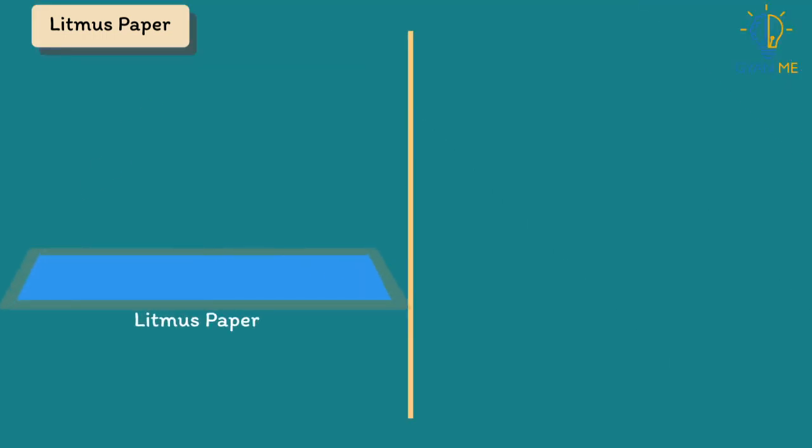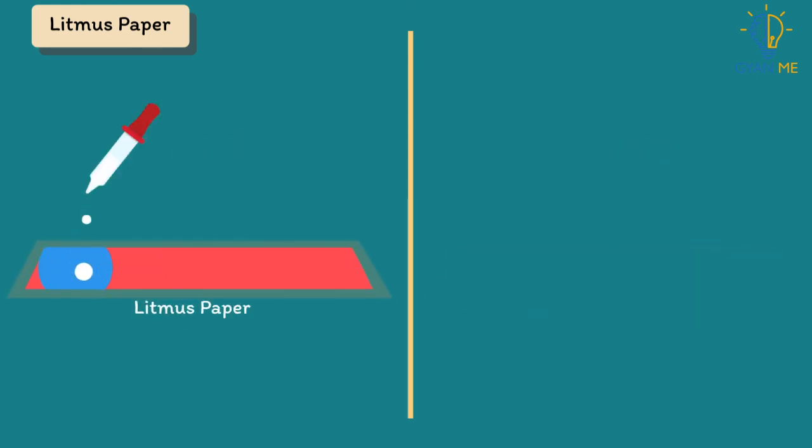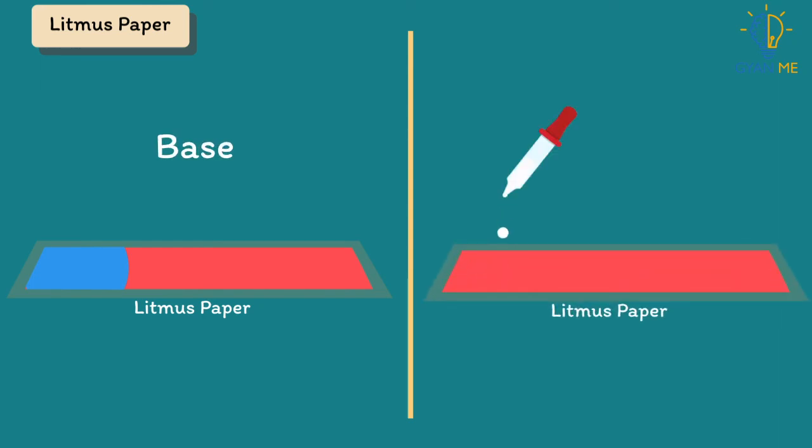If the blue litmus paper changes to red, the sample is acidic. And if it does not change the color, it indicates the sample is base. If the red litmus paper changes to blue, it indicates the sample is base. And if it does not change its color, it indicates the sample is an acid. This is how litmus paper helps us to identify acids and bases.